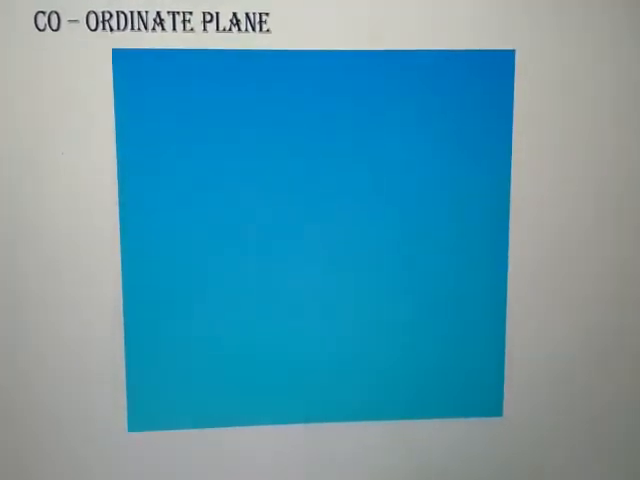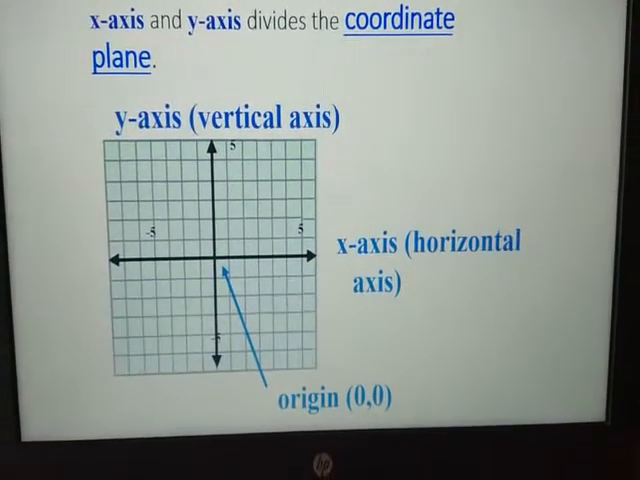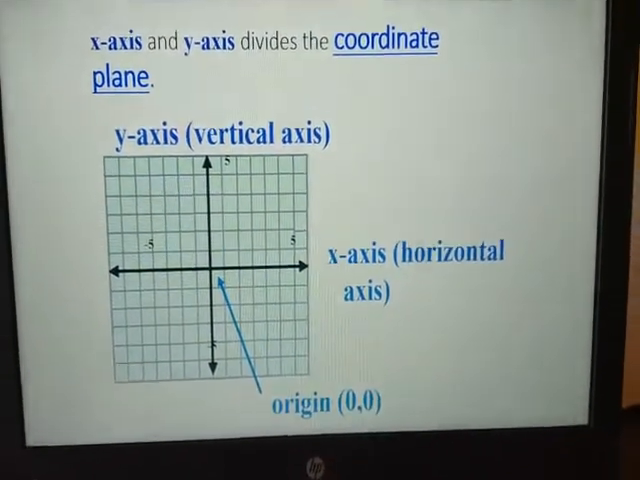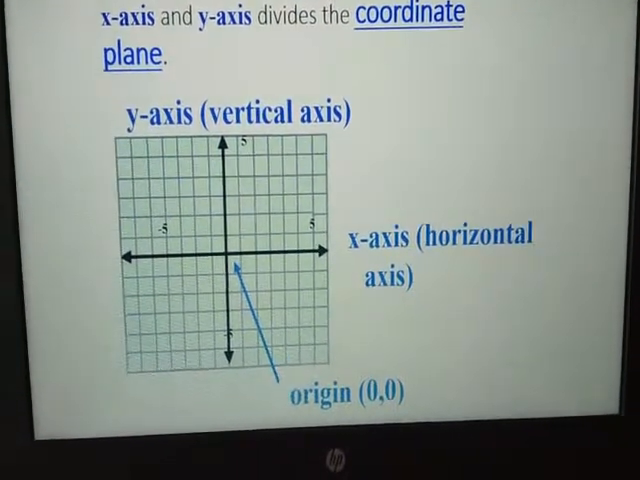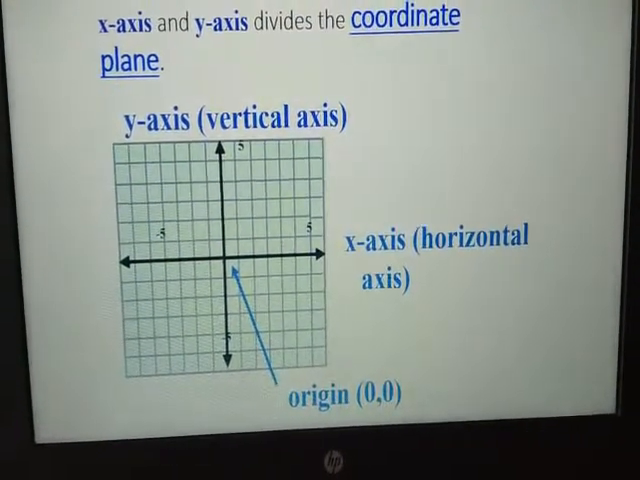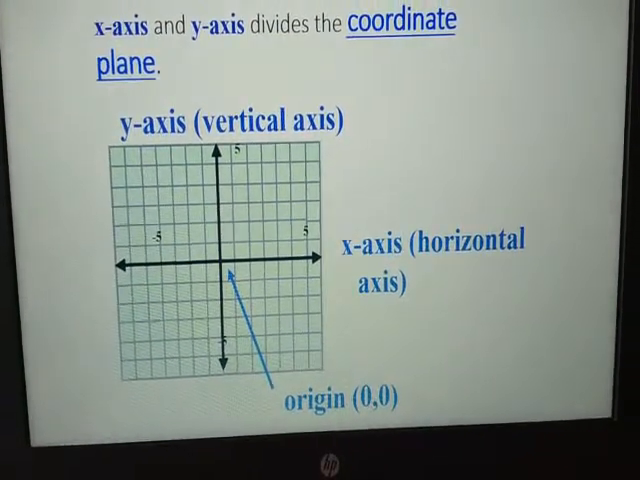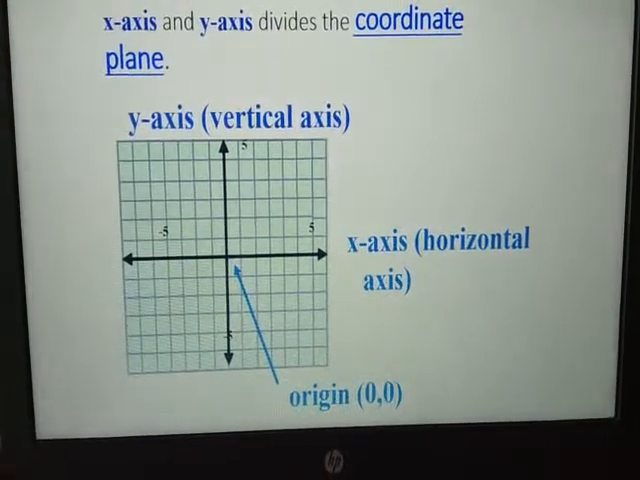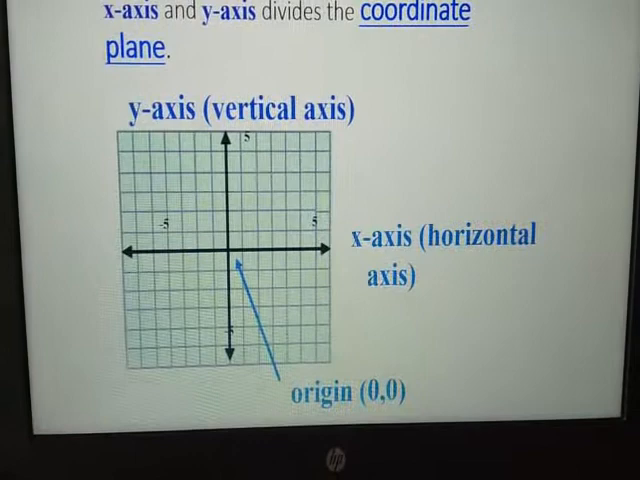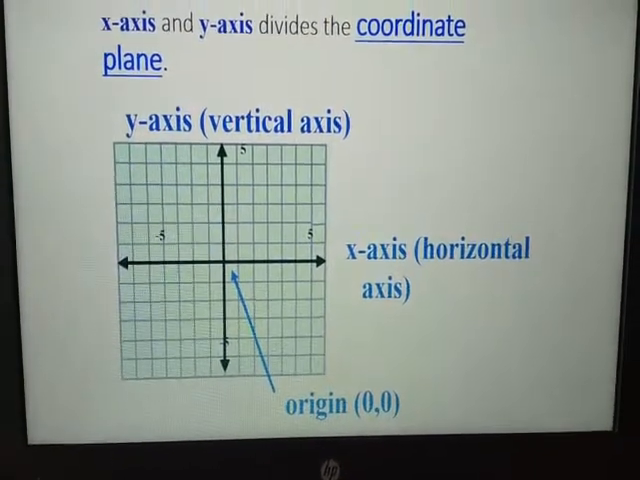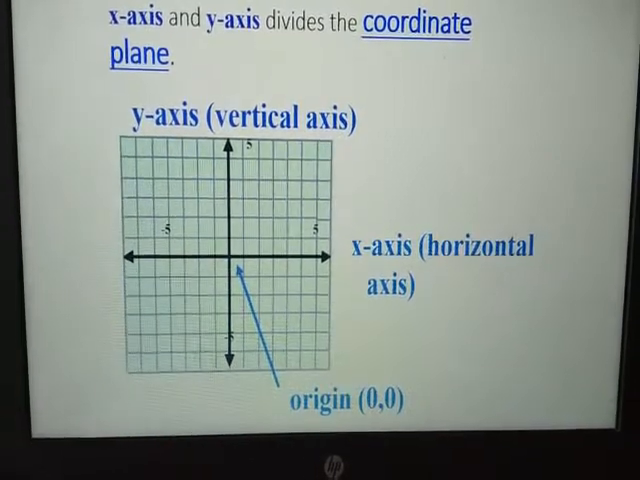This coordinate plane is divided into parts with the help of the two axes. One is the x-axis. The horizontal number line is called the x-axis, and the vertical axis is called the y-axis. Where these two lines intersect at a point, that point is called the origin, and we write it in the form of an ordered pair as (0, 0), which is shown on the screen.